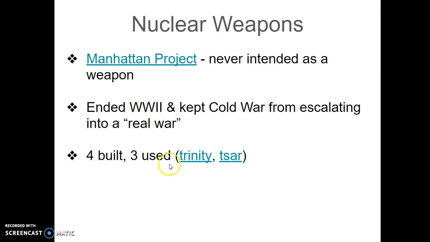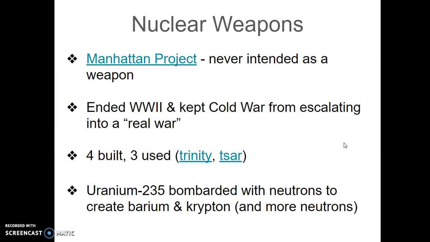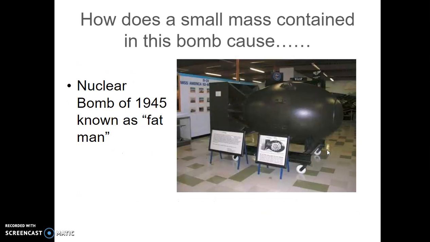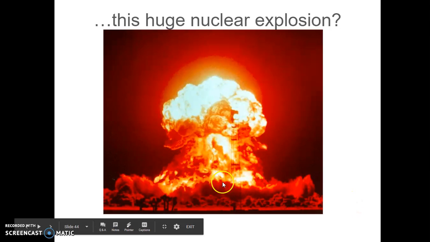So 4 were originally built, 3 were used, and we're going to watch these videos during class. Really, it's the same type of thing that happens in a nuclear power plant. It's just you don't control it. You just let it keep going. So the nuclear bomb of 1945, known as Fat Man. This is the one that was not dropped. They dropped 2 in Japan and 1 was tested, and then this is the 4th one. And this is kind of the typical mushroom cloud of an atomic weapon or an atomic bomb.